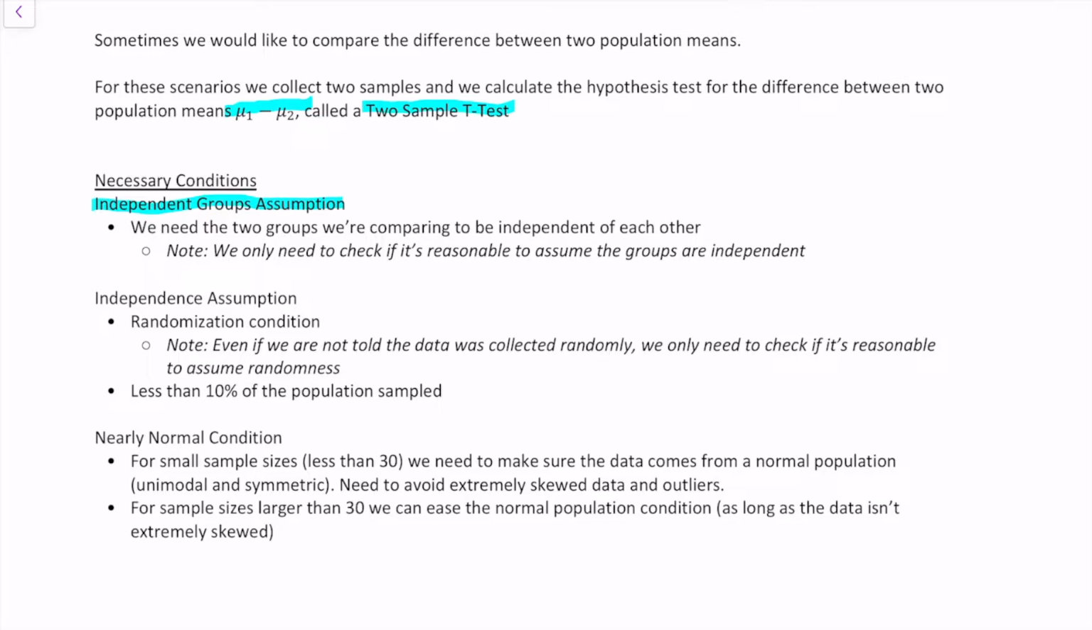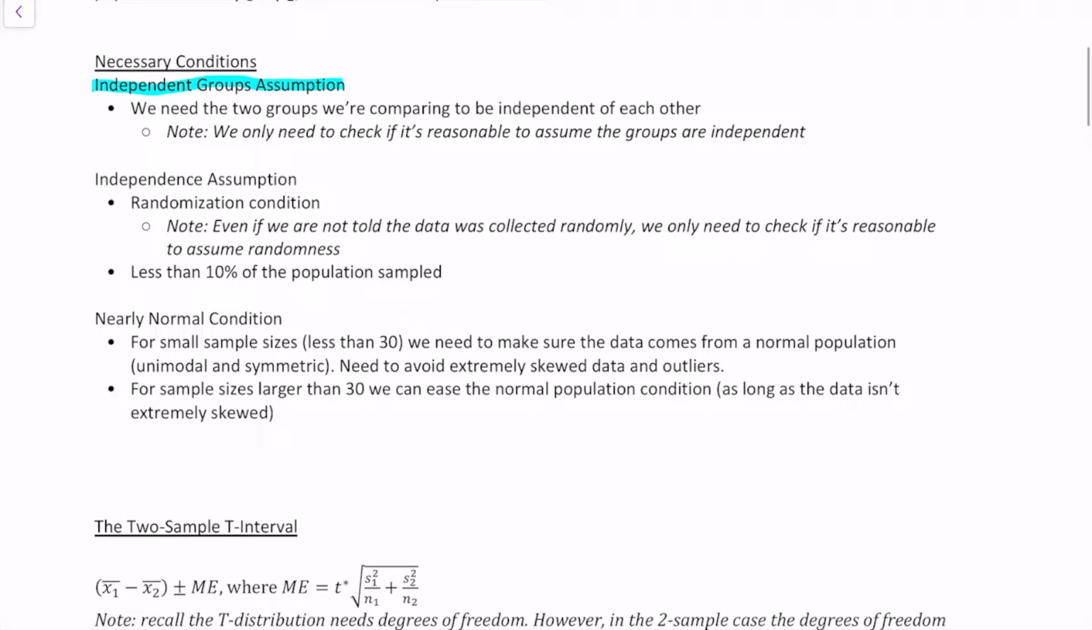And then we need to also check for independence within each of the groups. And how do we do that? It's our good old familiar randomization condition. We check to see if there's some random sampling that was involved. And also we got to make sure that we sample less than 10% of the population. If those are satisfied, then we can say the independence assumption is satisfied.